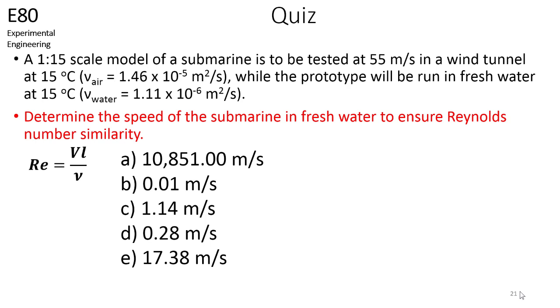Let's take a quiz. Let's assume that you have a 1/15th scale model of a submarine. Submarines belong in the water, but you only have a wind tunnel available for testing. Air and water have the viscosities shown here. Suppose that you run an experiment where you set the flow in the wind tunnel to 55 meters per second. What would be the speed of the actual submarine in freshwater if Reynolds number similarity is a requirement? Please pause the video, work out the problem, and choose an appropriate answer.